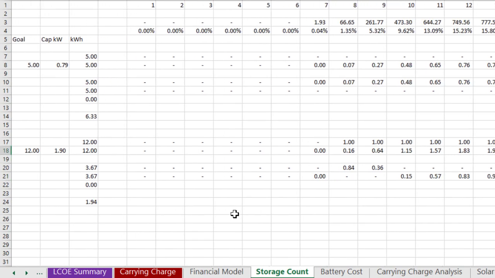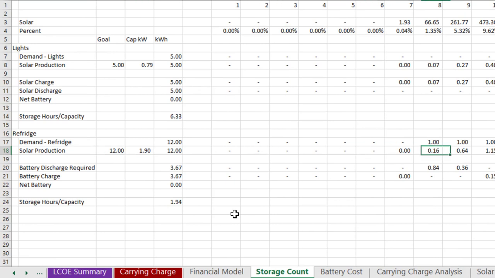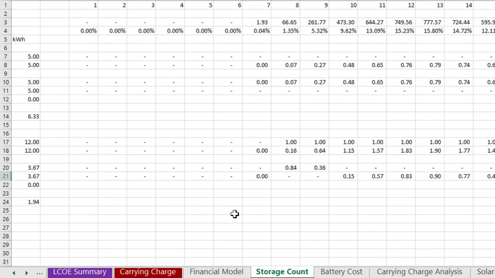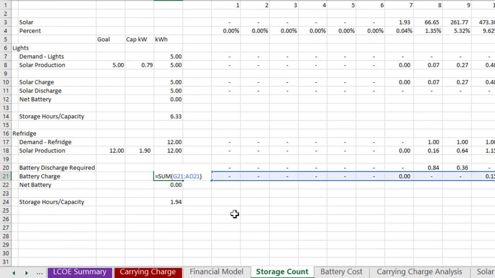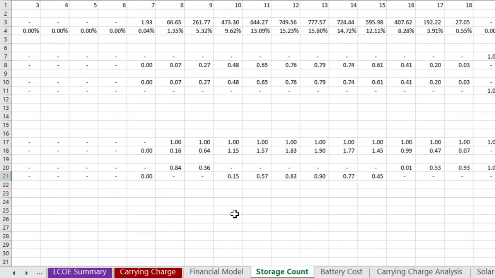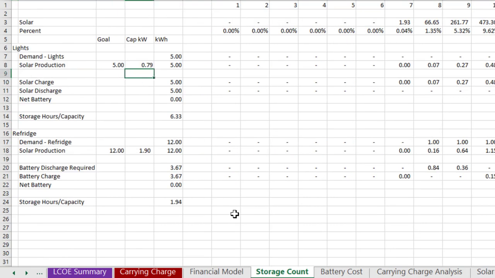Okay, and this is all C18. This is all 12 multiplied by our capacity. And the maximum capacity we get in the whole thing, that's the amount of panels we need. We need 1.9, I suppose this would be AC power. I should be a little careful with AC and DC. And then in that case, here's the amount of battery. If we accumulate all the battery, 3.67 is the total amount of discharge we required, which is a lot different than this case.